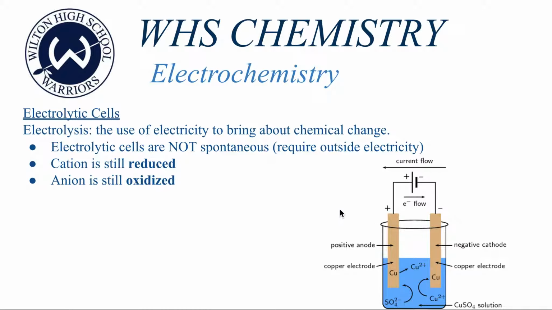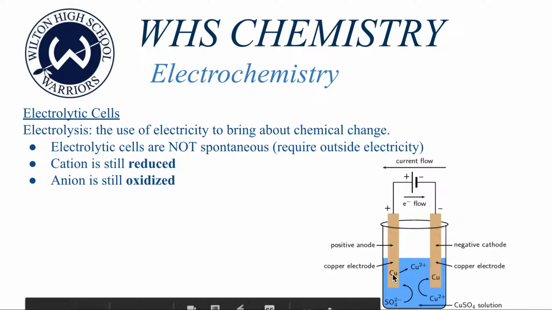So this directly applies to electrolytic cells. Electrolytic cells are not spontaneous, therefore the delta G is positive, so it requires outside electricity. Just like in galvanic cells, the cation is still reduced and the anion is still oxidized, but the signs of them change. So here's a little diagram of an electrolytic cell.